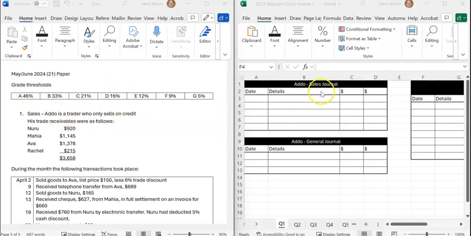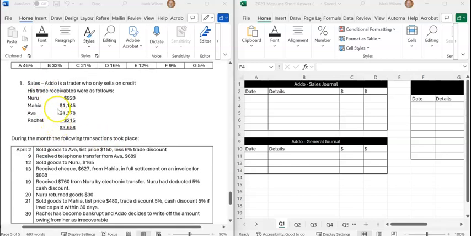And that's 20 out of the 20 mark paper. Note that there are 5 questions in this. Each question is worth 20 marks. So this one deals with sales, and we've got Addo. Addo's a trader, and if you can open up to page 1 of it, it sells only on credit, so it doesn't sell for cash at all. Trade receivables at the start of April were Nuru, Mahaya, Ava and Rachel, totaling 3,658. That's how much is owed to Addo from previous sales.